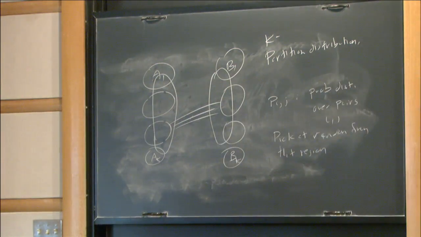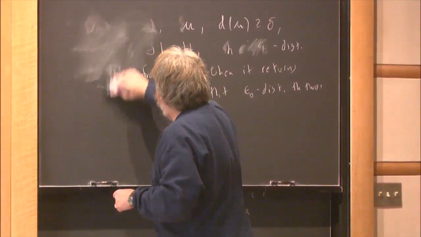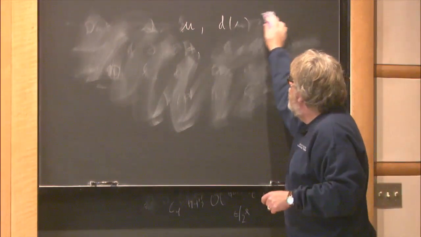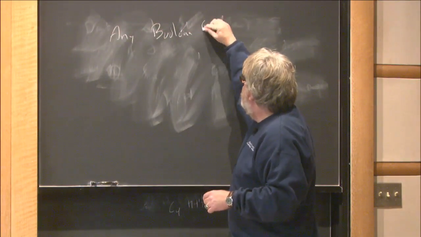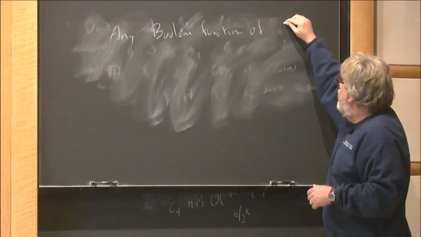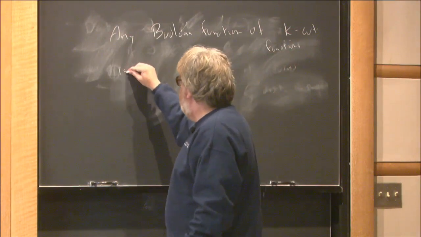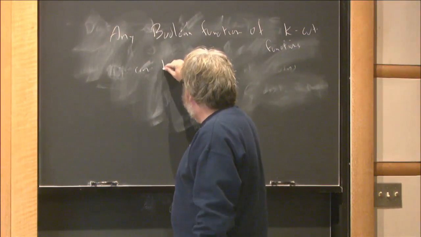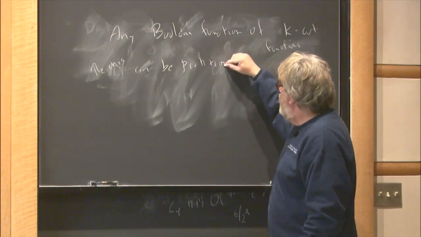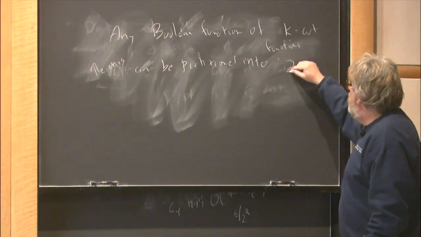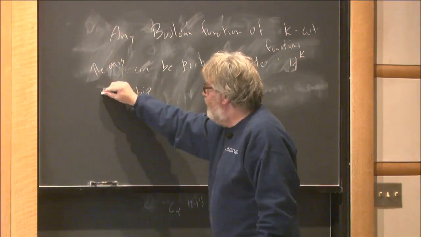And the observation is that any Boolean function of little k cut functions can be partitioned into something like 4 to the k bipartite graphs, complete bipartite graphs.